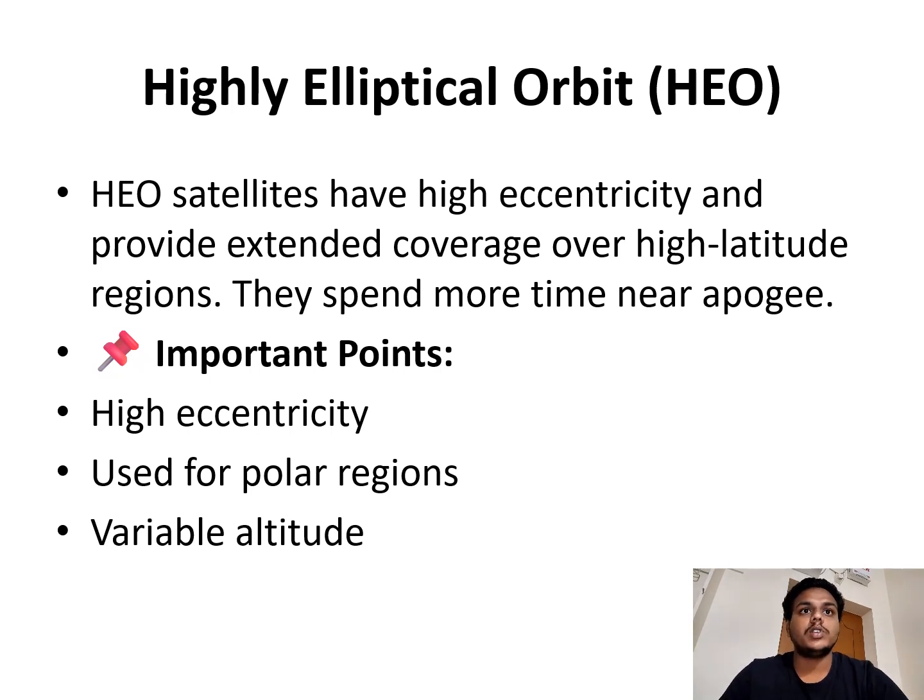Next is a special orbit. It is known as highly elliptical orbit. HEO satellites have high eccentricity and provide extended coverage over high altitude regions. They spend more time near apogee. Means it is used for the polar side of the Earth. And important points: high eccentricity, used for polar regions, and variable altitudes.